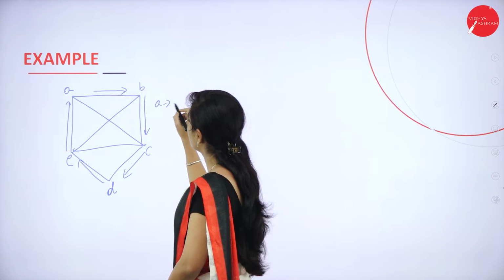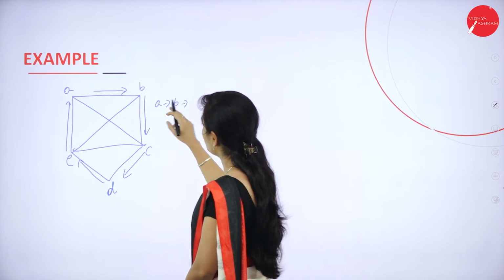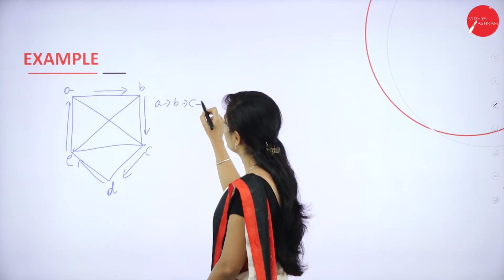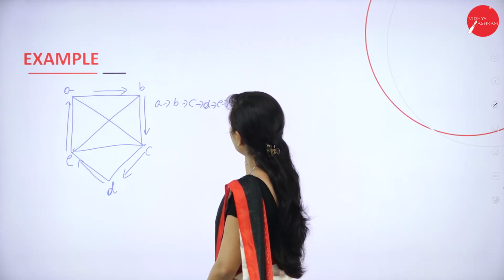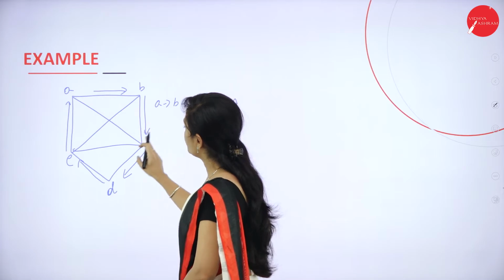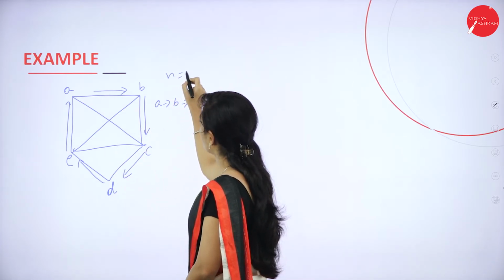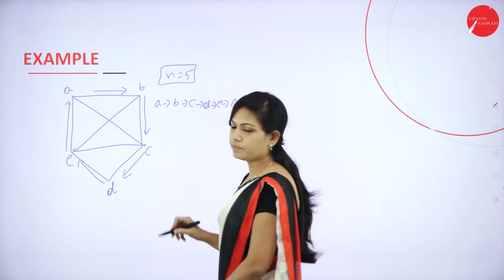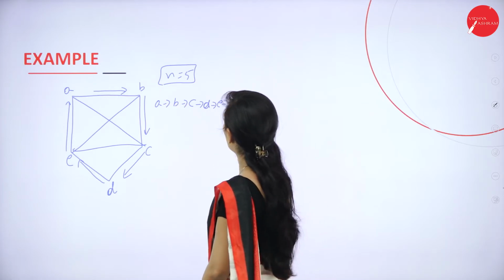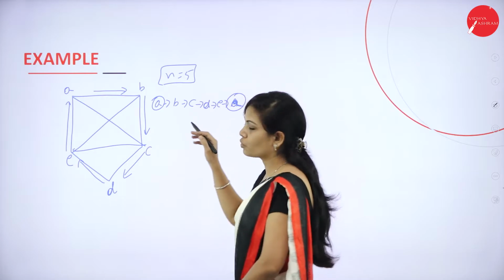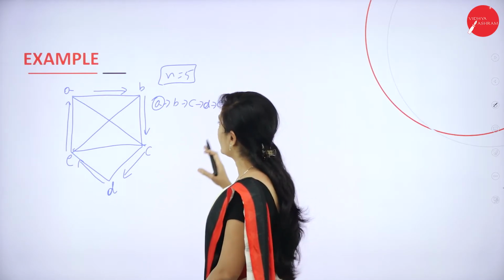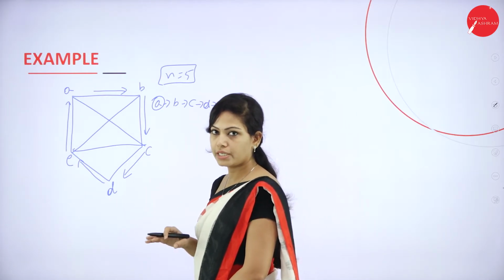So A to B. What is the circuit? A to B, B to C, D, E and again A. We have 1, 2, 3, 4, 5, so the number of vertices is 5. The starting point is A and the ending vertex is also A, so it is a closed walk and it satisfies the Hamiltonian condition.